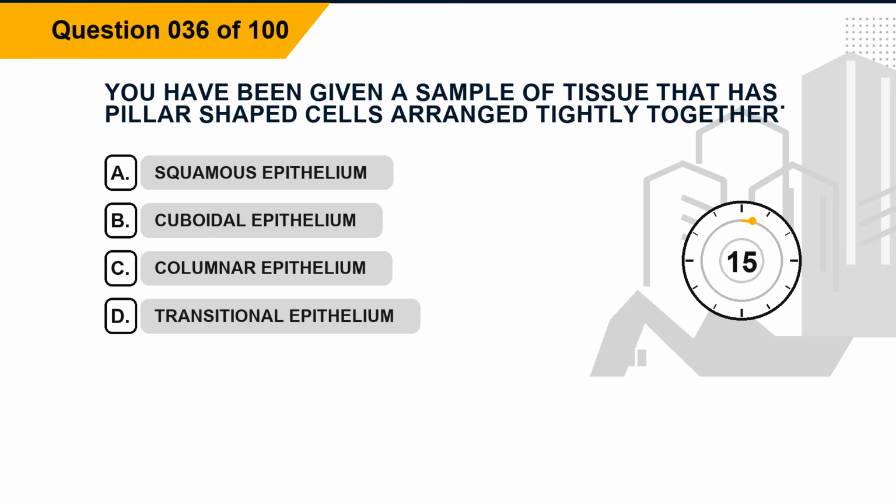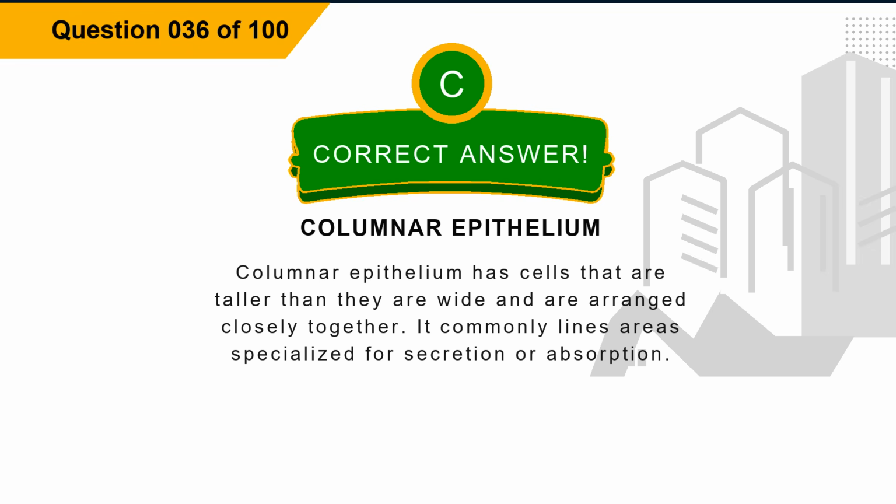Question 36. You have been given a sample of tissue that has pillar-shaped cells arranged tightly together. Option A, squamous epithelium. Option B, cuboidal epithelium. Option C, columnar epithelium. Option D, transitional epithelium. The correct answer is option C, columnar epithelium.